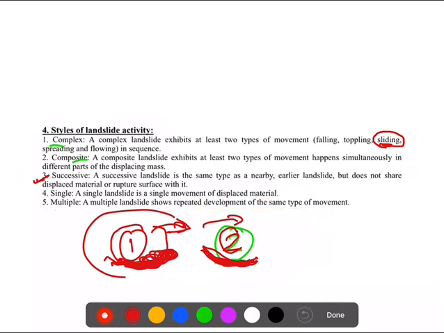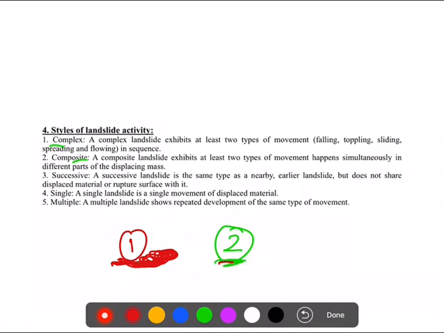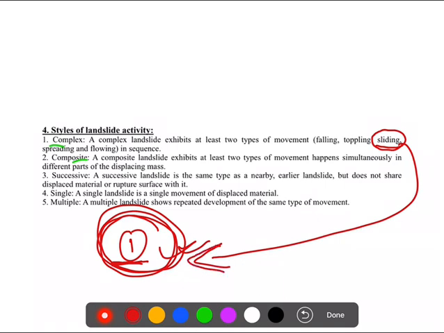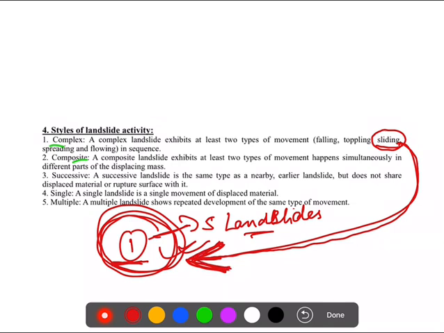So in an area, let's say area 1, throughout the year there will be only one type of movement, and that will be repeating. Let's say the type of movement is slide. Slide landslides are taking place repeatedly, and in 1 year there are a total of 5 landslides taking place in area 1. All these 5 landslides are because of this single type of landslide movement. So that is what a multiple landslide is: repeated development of the same type of movement, right?